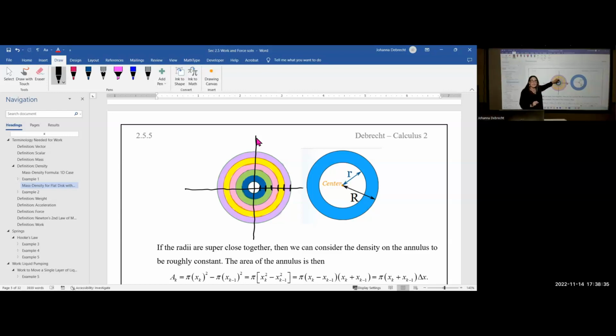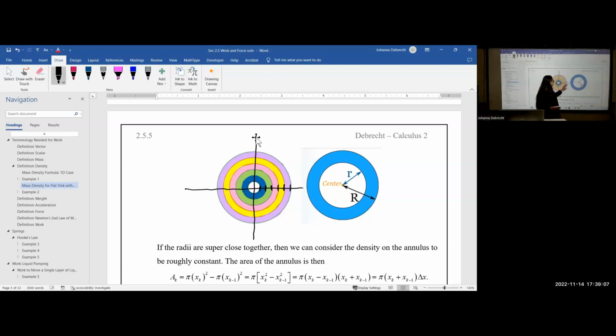So if we make it thin enough, then we can approximate and say that the density on each individual annulus is constant. And then because we do that, we can compute what we think is the mass of each individual ring. Add the mass for all the rings together, called annuli. And then, of course, we're going to take the limit as n goes to infinity, as the number of annuli increases.